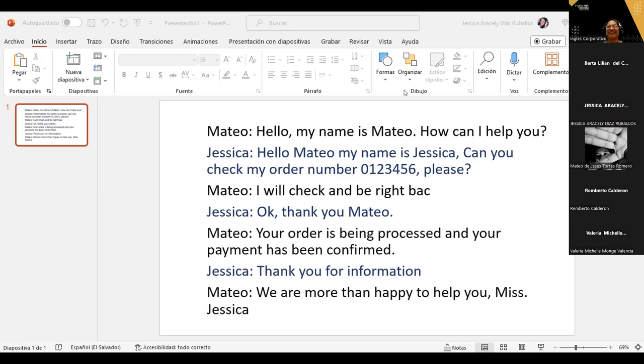Okay, very good, guys. The only thing that you can change there: your order has been shipped. That's it. Has been shipped. It means it's on the way to get to his address, right? Instead of saying being processed, you can say being shipped. That is the only thing. Thank you, guys. Very good.